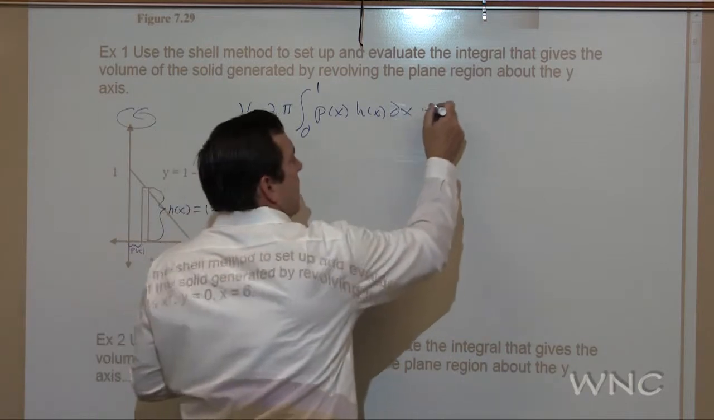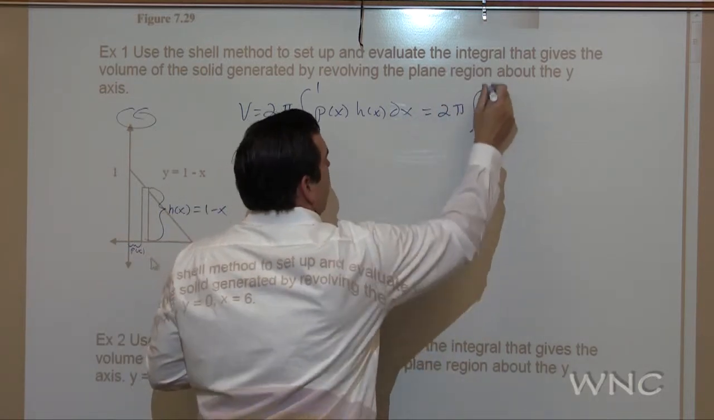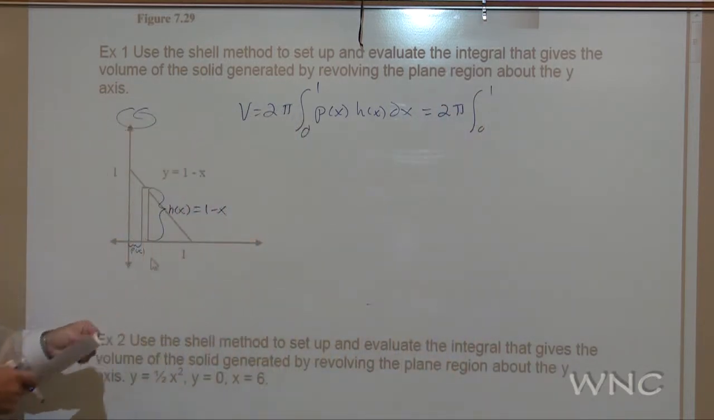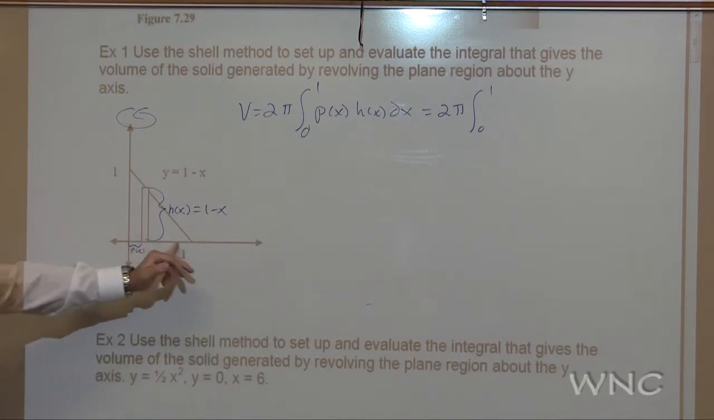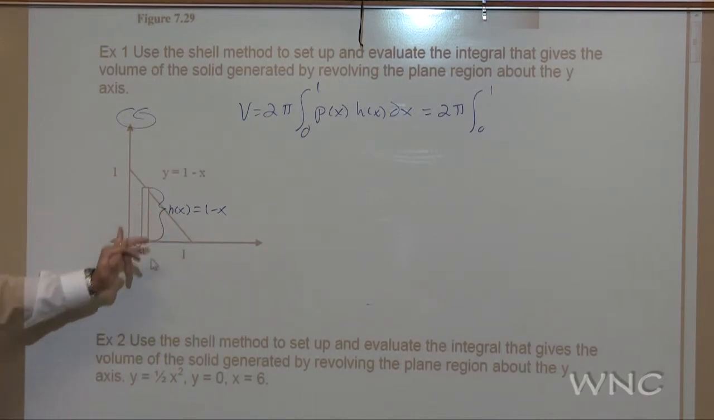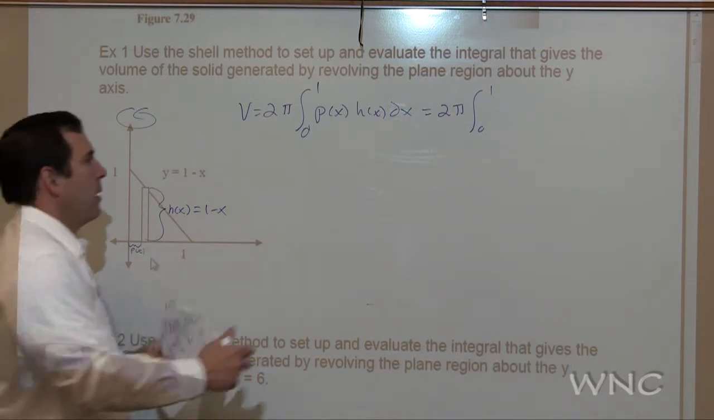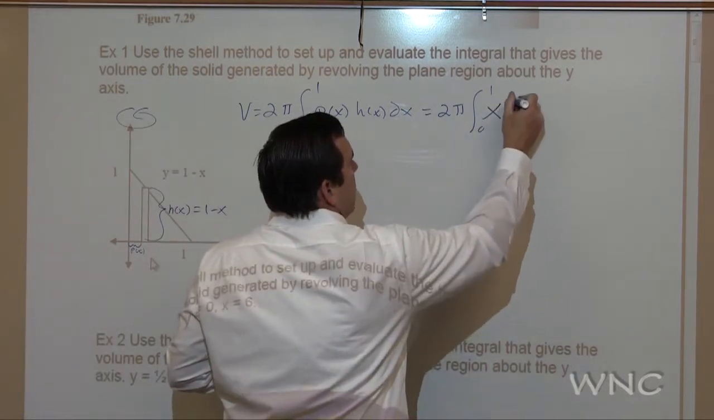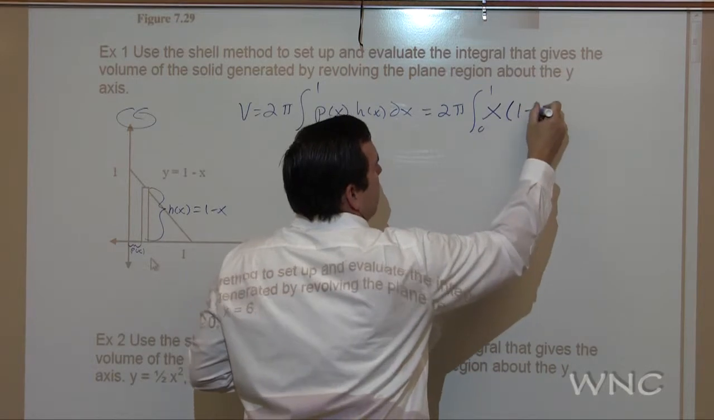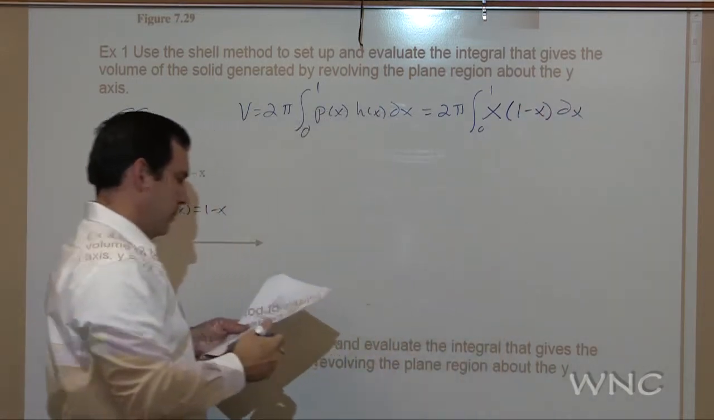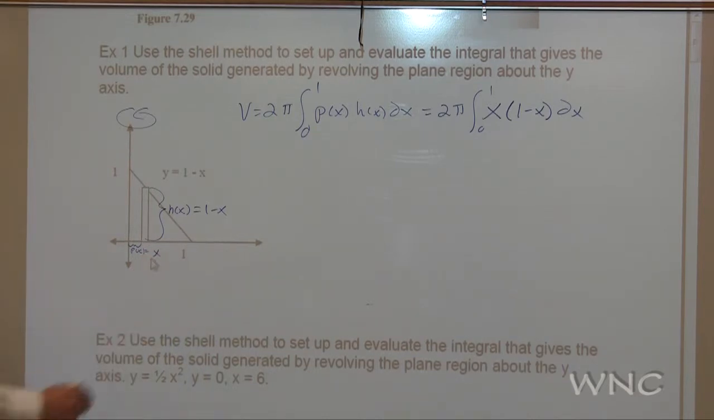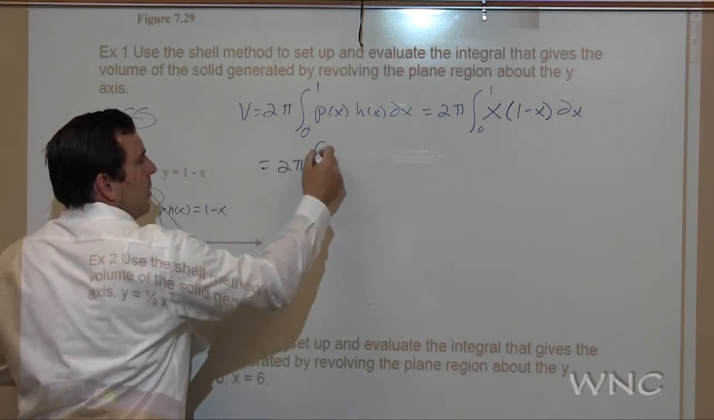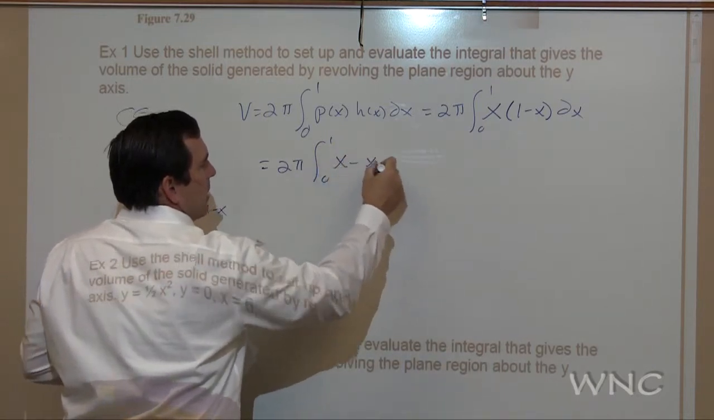That's going to be 2 pi times the integral from 0 to 1. Now P of x, that's just x in this case. If you're here, you're x away from the origin. If you're here, you're still x away from this 0. So the distance of this rectangle is going to just be x away. So x for the P of x times H of x is 1 minus x dx. So it's going to be 2 pi times the integral from 0 to 1 of x minus x squared dx.